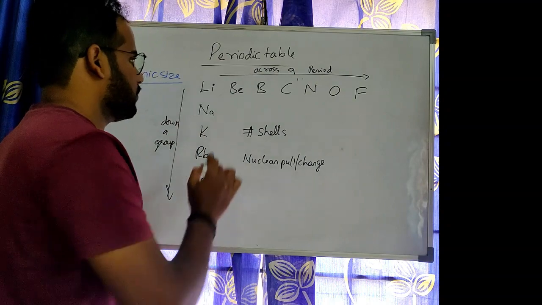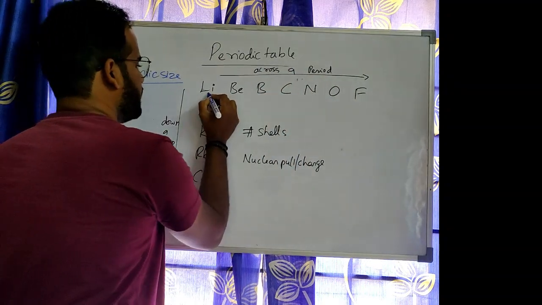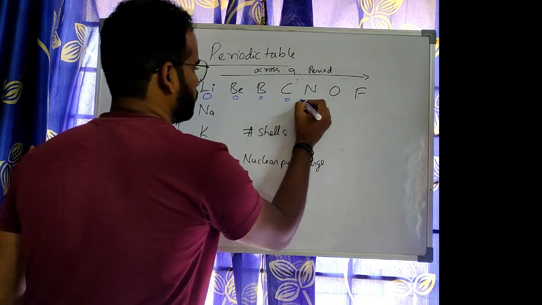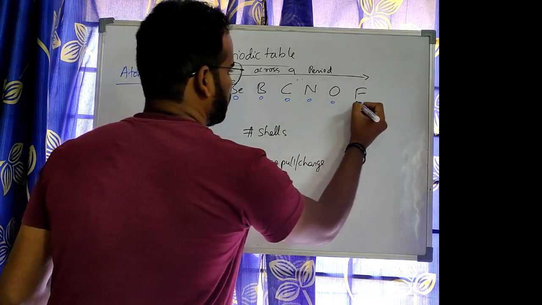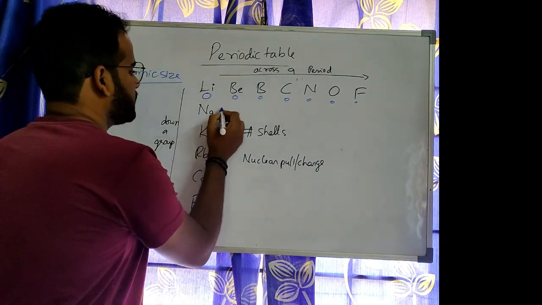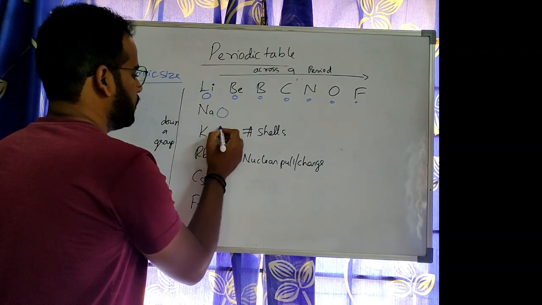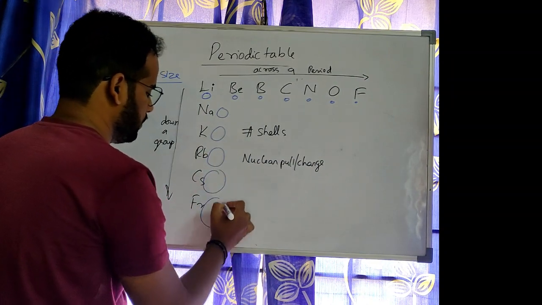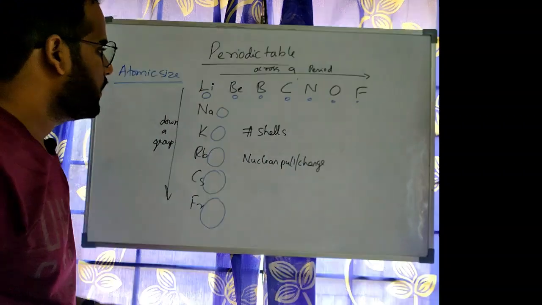Okay, across the period, the size of the atom will decrease. As you move down the group, the size of the atom will increase. What is the reason? Very simple.